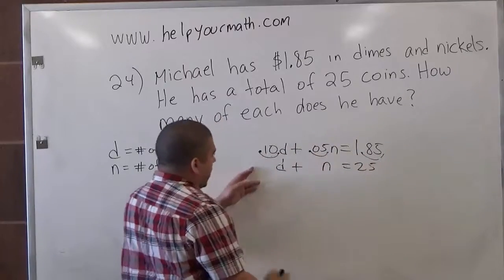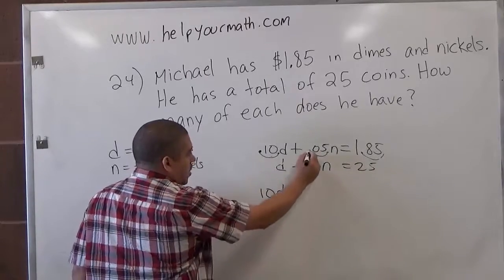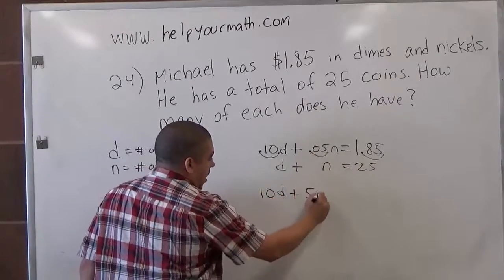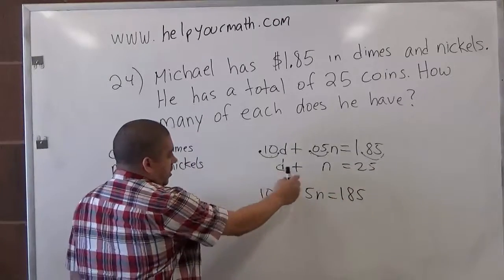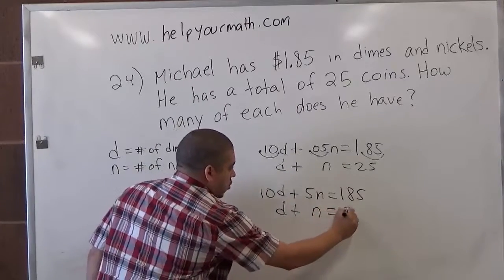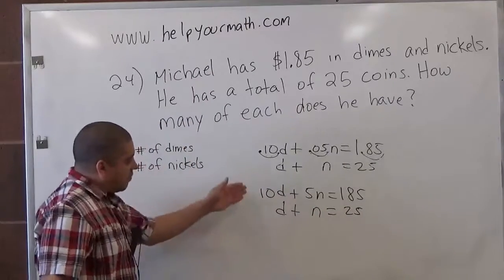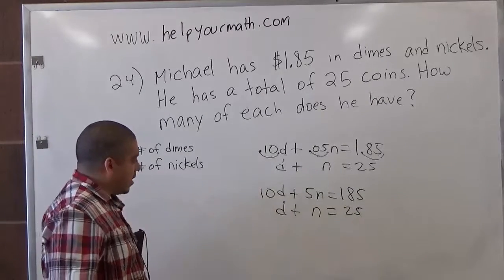And if I rewrite it, I'm going to have 10D plus 5N equals 185. And then I'm going to rewrite this: D plus N equals 25. I have that. Now I still have a system of equations here, but now I don't have any decimals.